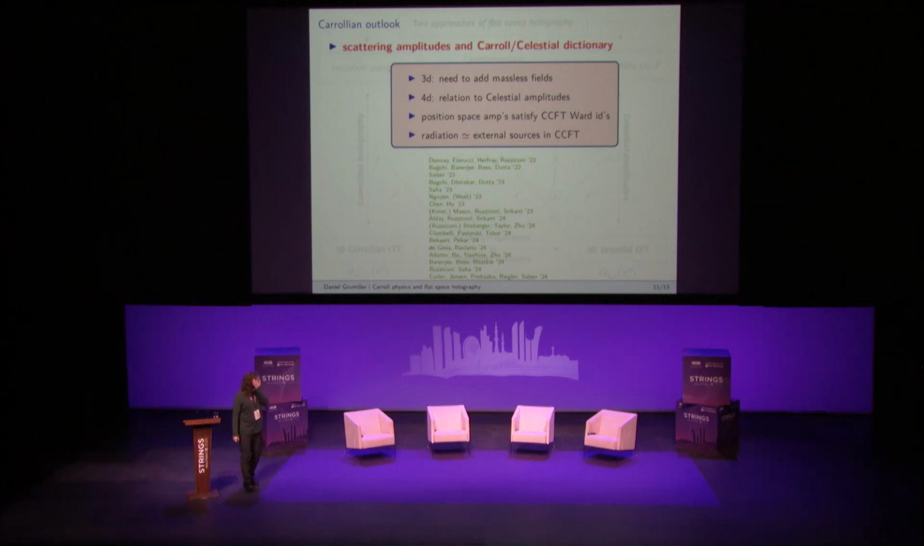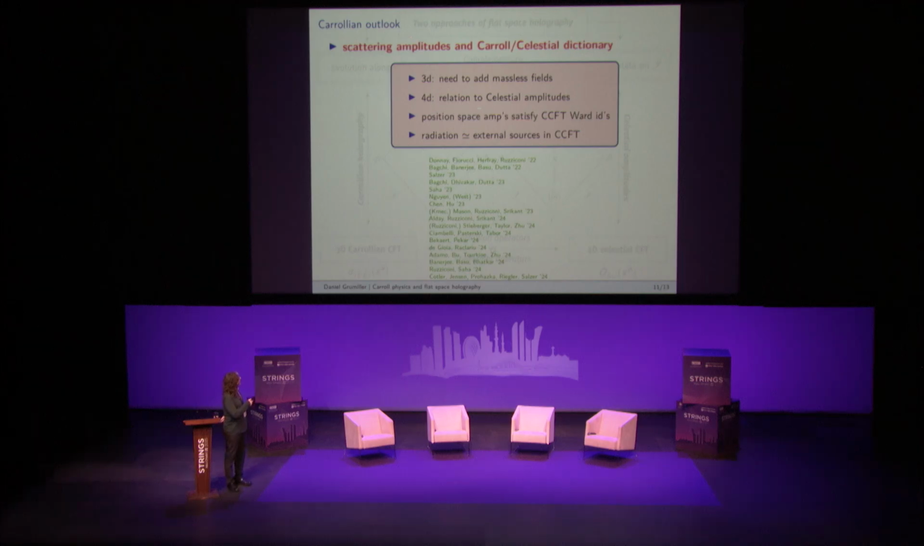All right, so let me give you some outlook. I haven't talked about scattering amplitudes in my talk. Obviously, they're very important observables in asymptotically flat space. And there has been some progress in the past couple of years relating celestial and Carrollian holography. There's a dictionary that translates celestial amplitudes into Carrollian amplitudes, starting with this work by Donnay, Fiorucci, Herfray, and Ruzziconi, and at the same time Bagchi, Banerjee, Basu, and Dutta. This applies to 4 dimensions, most of these papers. But very recently, there's a long-awaited paper by Cotler, Jensen, Prohazka, Riegler, and Salzer, which made substantial progress in 3 dimensions. There you have to add, of course, massless fields if you want to have some scattering to scri.